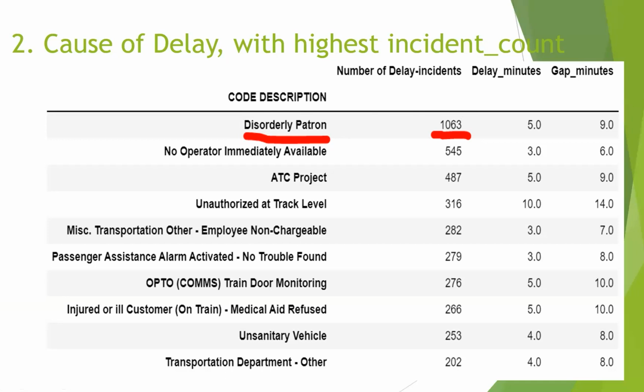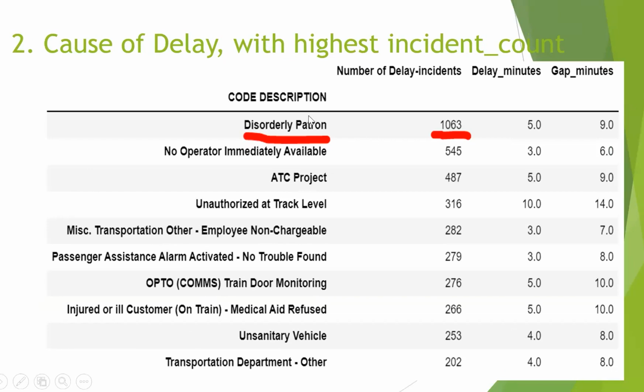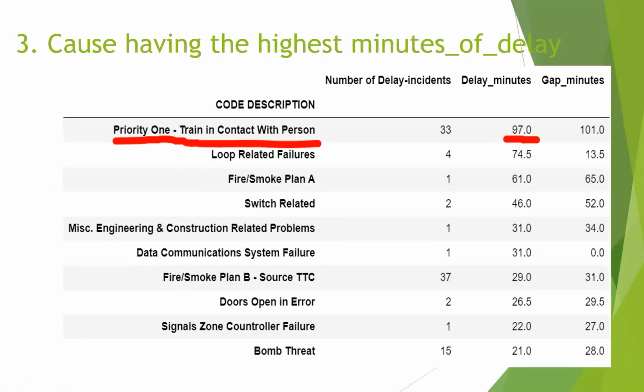Another business question that could be asked is, what was the cause that caused the longest delay duration? So this is different from the previous question, because the previous question is which delay cause has the highest incident count, whereas the next question is about the duration of delay, which cause of delay has the longest duration. And as expected, the delay that's marked as priority 1, which is whenever a train comes in contact with a person, that's when the longest delay occurred. Okay, and maybe about 1.5 hours of delay occurred when the train comes in contact with a person.